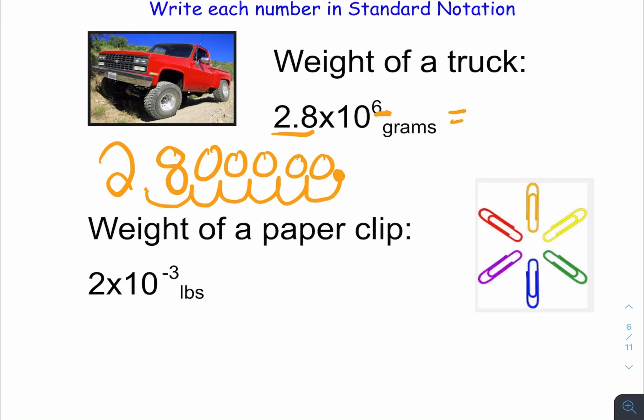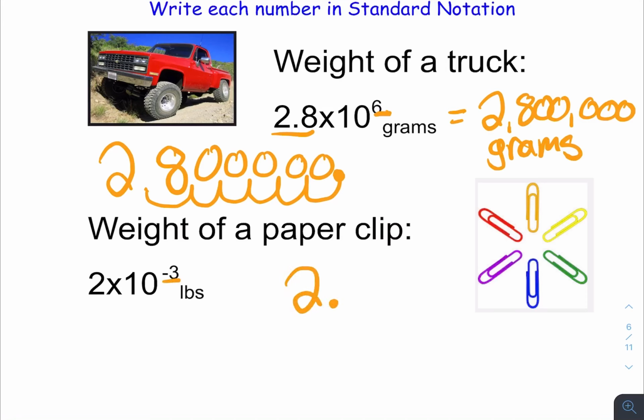So in this case, the truck weighs 2,800,000 grams. So now let's try the same thing, but with a negative exponent.